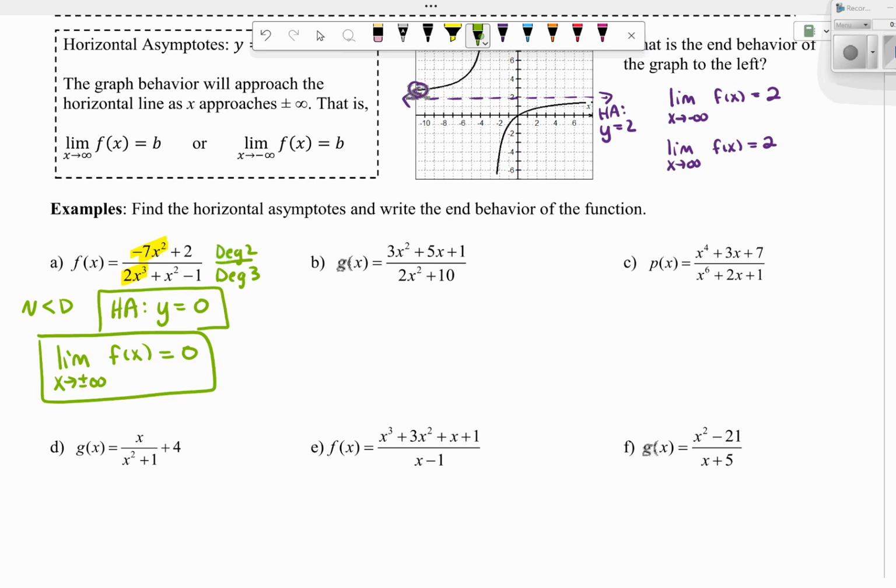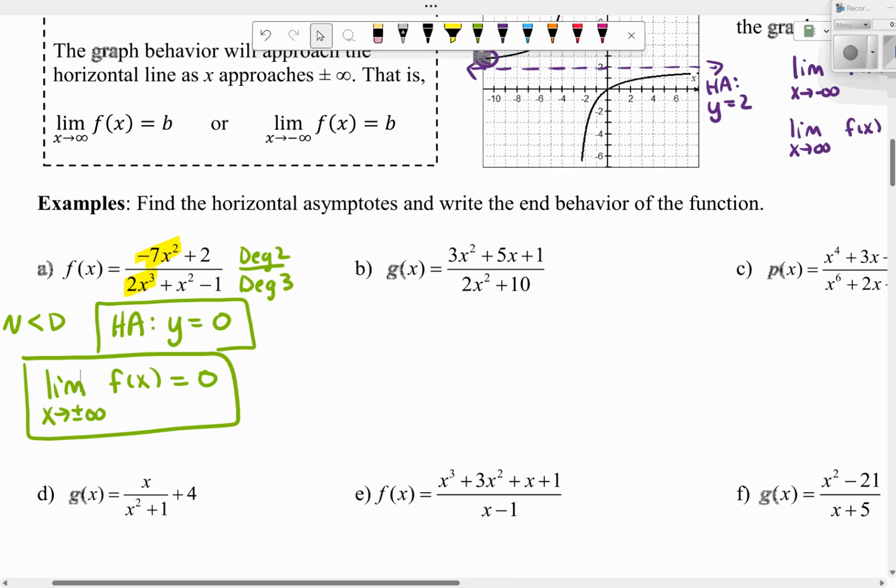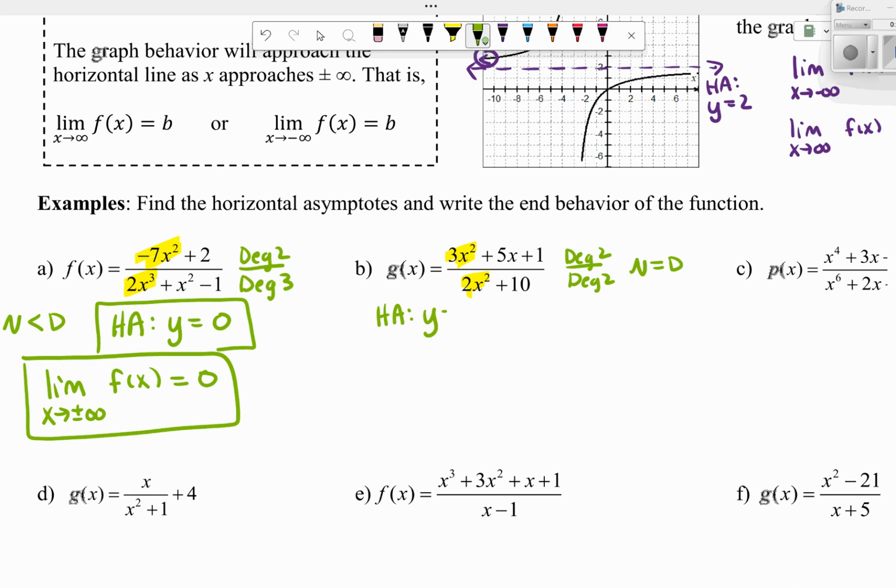We did this last year, but instead of writing the limit notation, we used as x approaches infinity, y approaches 0, and as x approaches negative infinity, y approaches 0. But this is just a different way of writing it. Looking at the next one, we're in standard form for both the numerator and denominator. My lead terms are 3x squared over 2x squared. So this is a degree of 2 over a degree of 2, which means the numerator degree equals the denominator degree. This is case number 2. So we have a horizontal asymptote at the ratio of the leading coefficients, which would be 3 over 2. And so the limit as x approaches plus or minus infinity for the function is equal to 3/2.